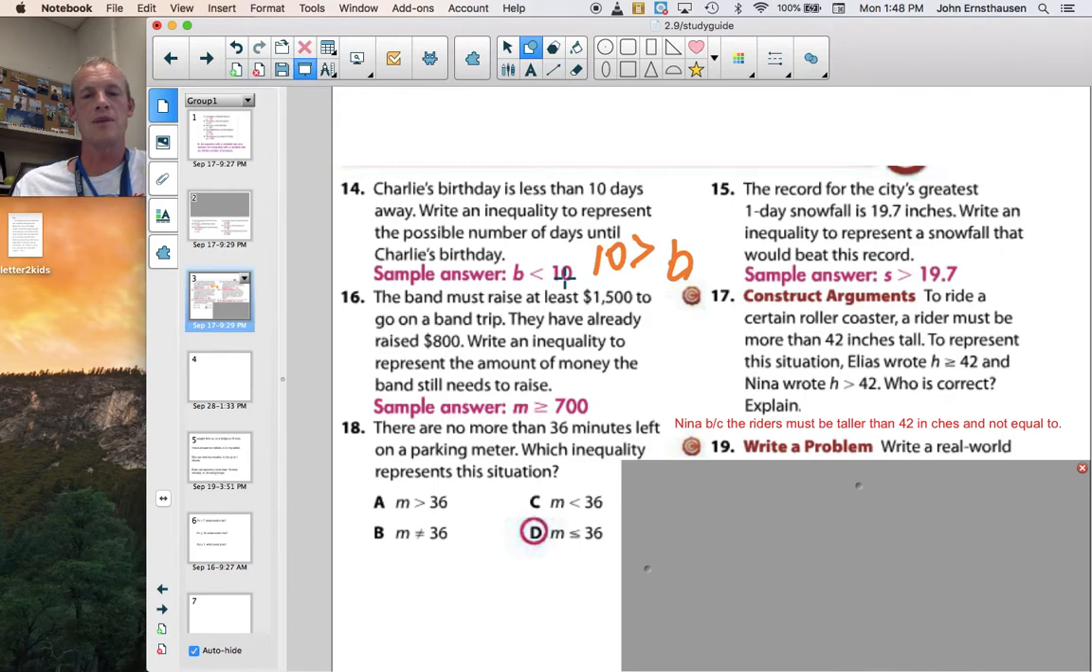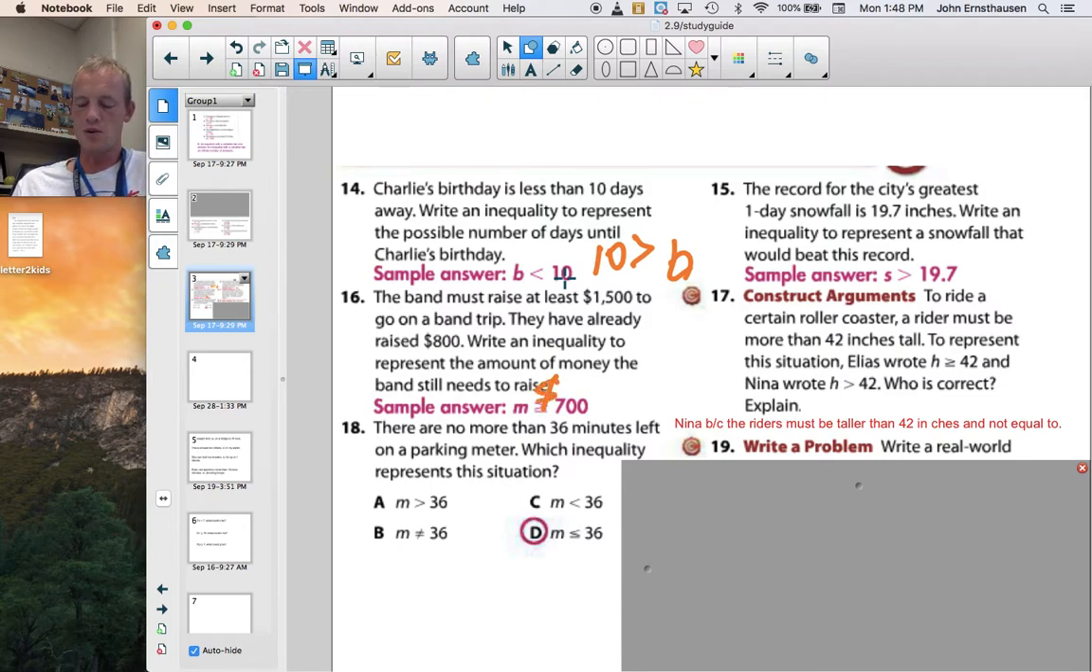16, the band must raise at least $1,500 going on a band trip. They've already raised $800. This was by far the hardest question. So how much do they have to go? They need to raise at least $700 more, which means greater than or equal to. And the book doesn't do this a lot, but there should be a dollar sign there.